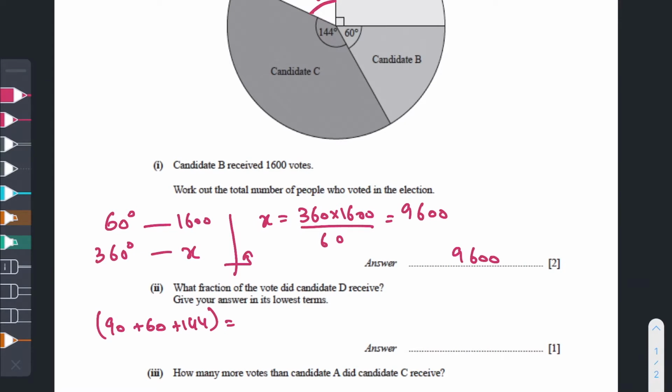So let's add them up first. When you add them up, 90 plus 60 plus 144, this gives us 294. If you subtract this from 360, let's see what we get. We get 66 degrees. If you need to find the fraction of D against the total number of people, you do 66 over 360. Let's plug this into our calculator to make things easier. The fraction becomes 11 over 60. That's our answer to part 2, 11 over 60.